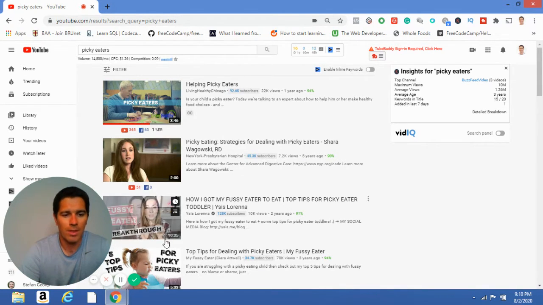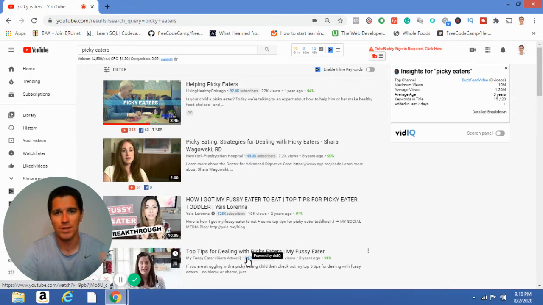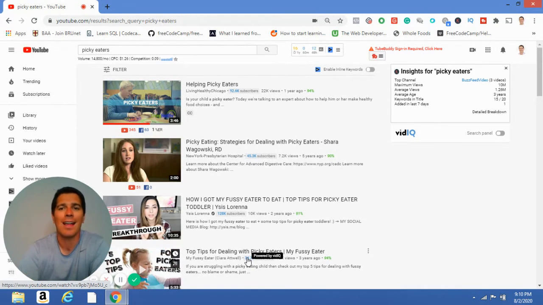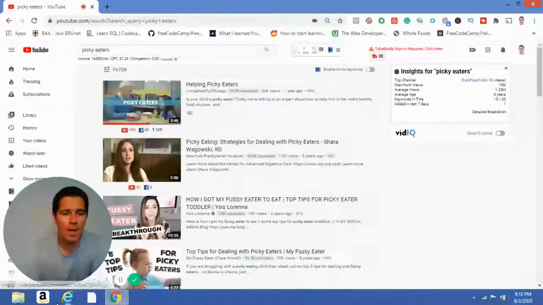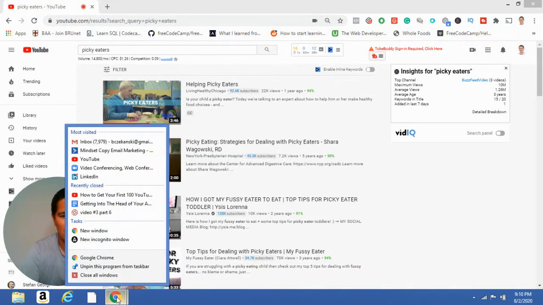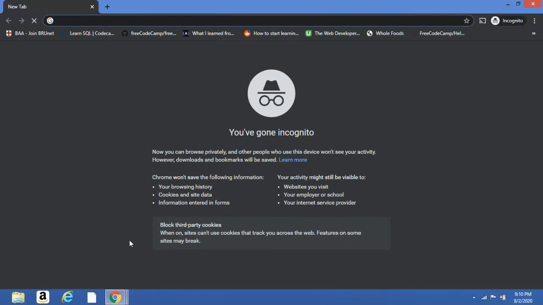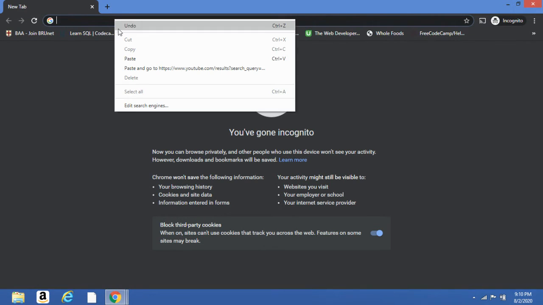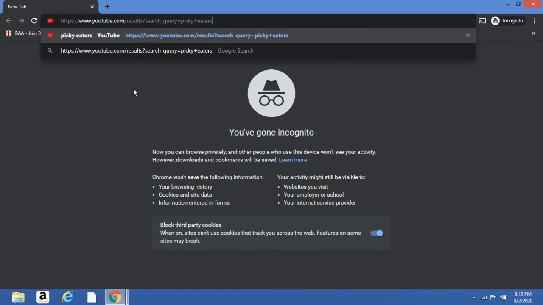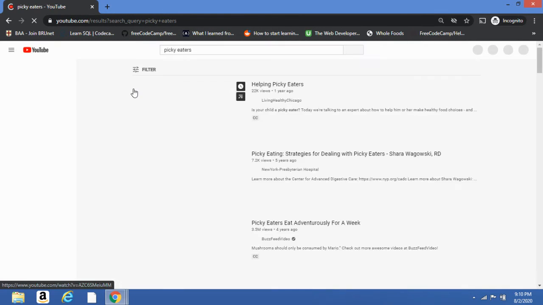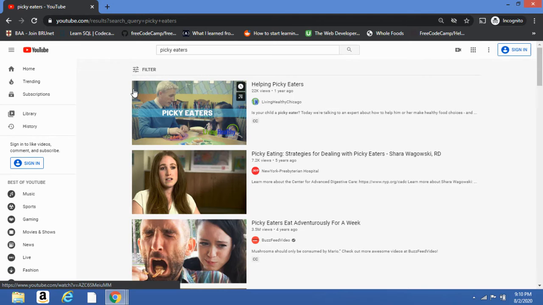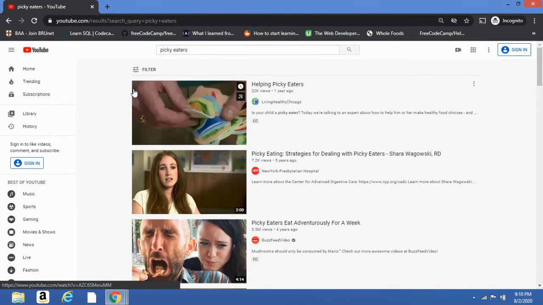So the other thing that I was going to mention, so that's search results: making sure that your videos are really aligned with what people are searching for. The other thing is looking at suggested videos. The way to really look at that is opening up an incognito window. The reason we do incognito is so that your suggested videos aren't impacted by what you had looked at in the past.